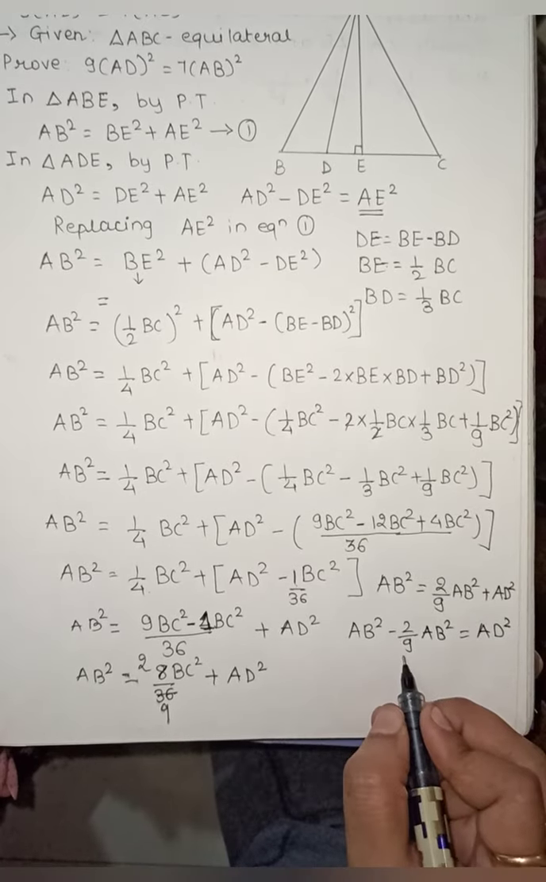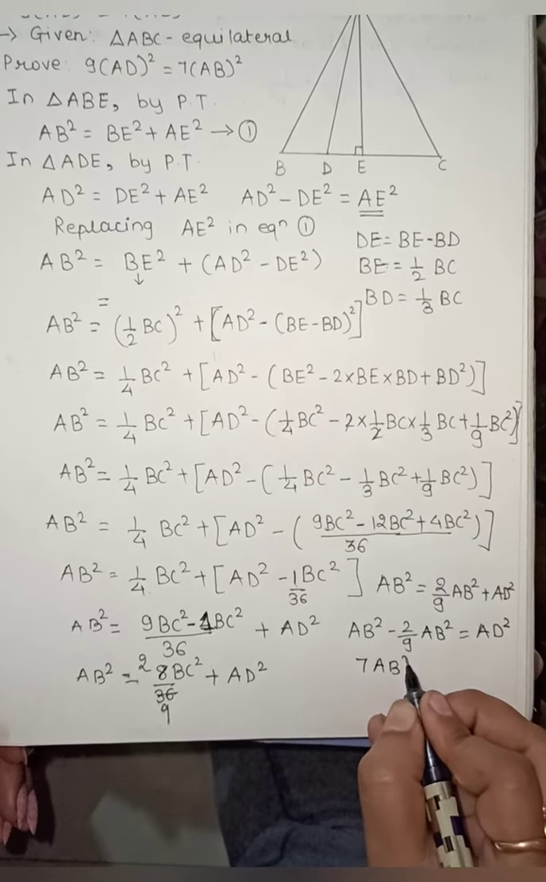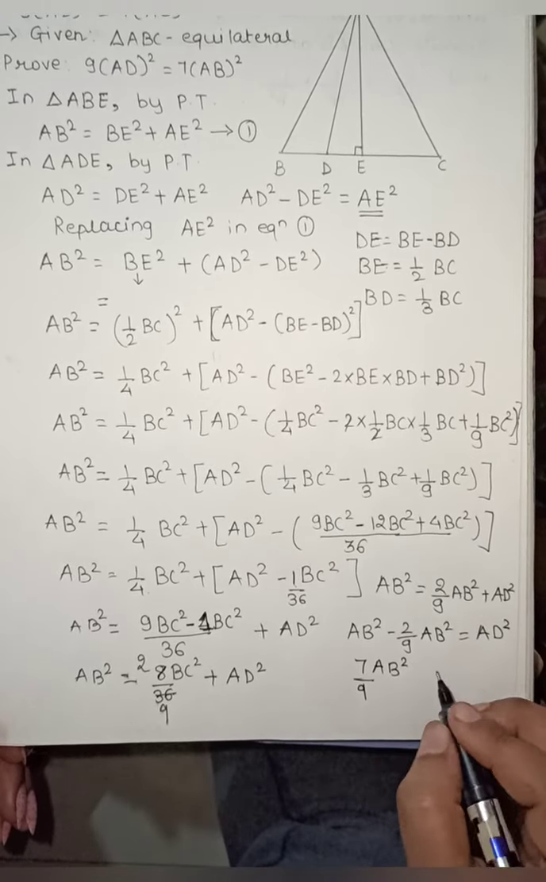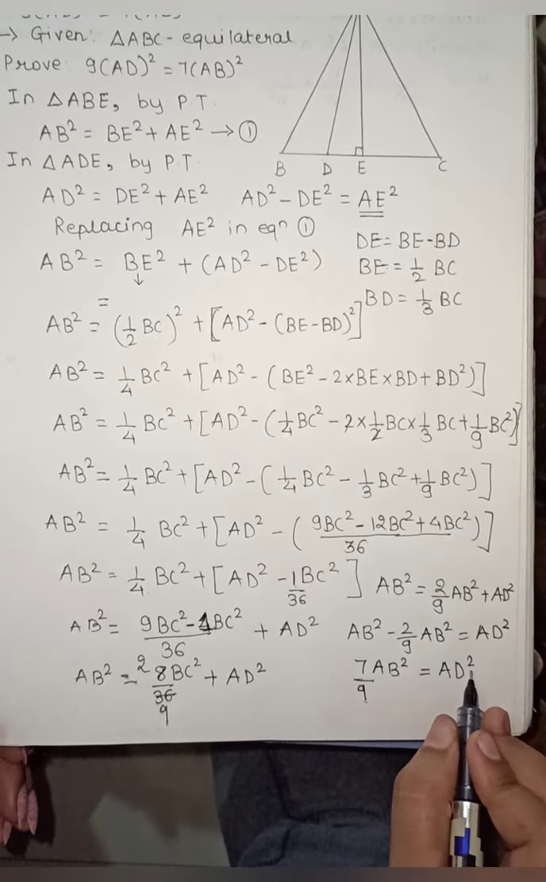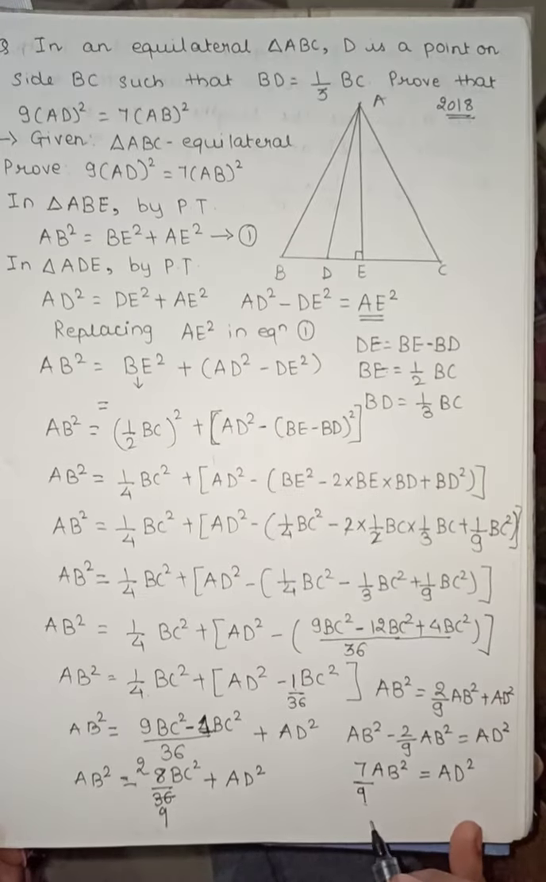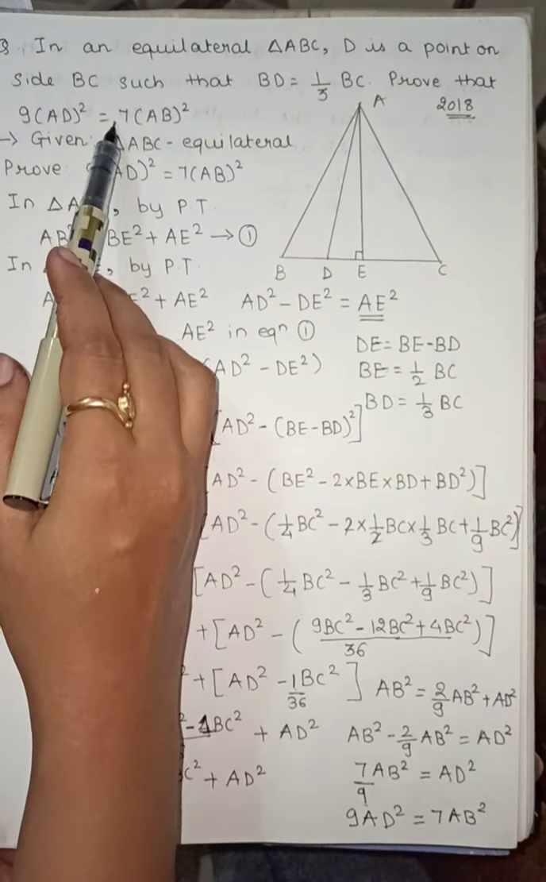So if you simplify this, it will be 9 minus 2, that is 7 AB square by 9, equals AD square. So shifting this 9 to the other side, I will write it first. Okay, so 9 AD square is equal to 7 AB square. So this is what is to be proved.